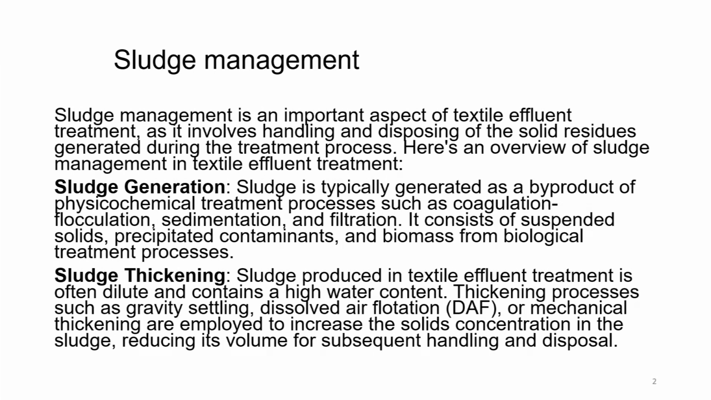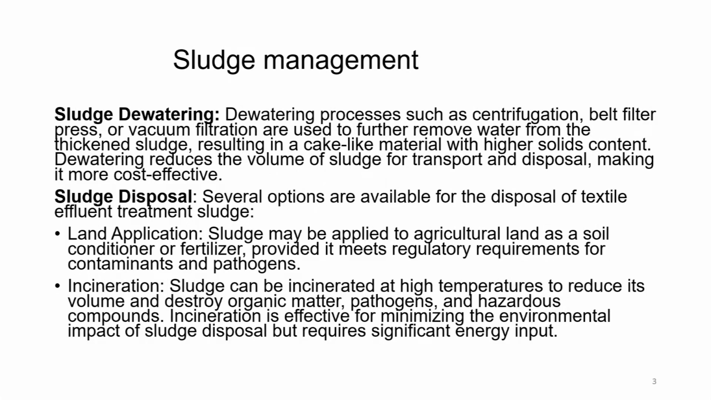Sludge thickening. Sludge produced in textile effluent treatment is often dilute and contains high water content. Thickening processes such as gravity settling, dissolved air flotation (DAF) or mechanical thickening are employed to increase the solids concentration in the sludge, reducing its volume for subsequent handling and disposal.